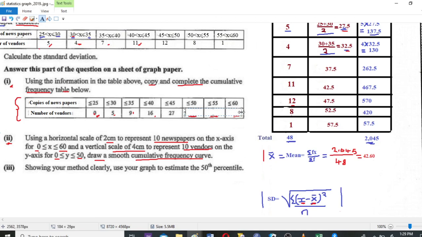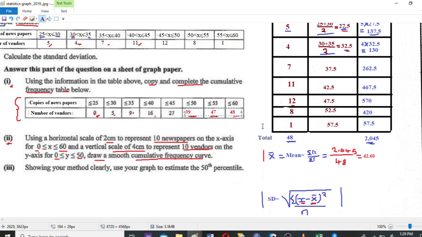So that will give us 39 here. Then 39 plus 8 will give us 47, and then 47 plus 1 will give us 48, right?